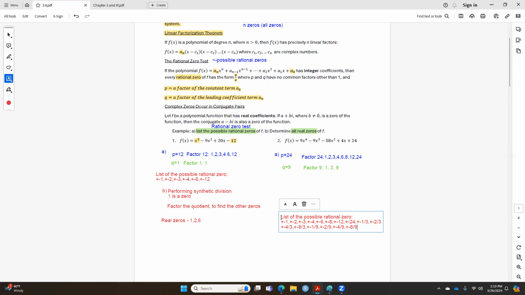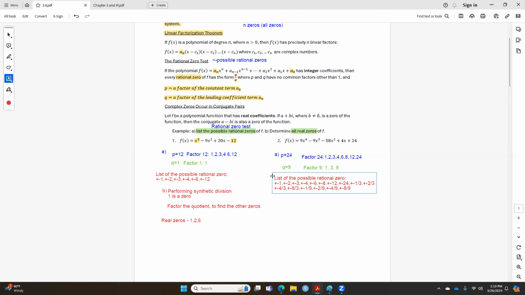So guess what? These are the list of all your possible rational zeros. There's a long list. And again, if you do this in your online homework, you have to write each of these possible rational zeros twice. One for the positive, one for the negative. So make sure you write this correctly, separated with commas.